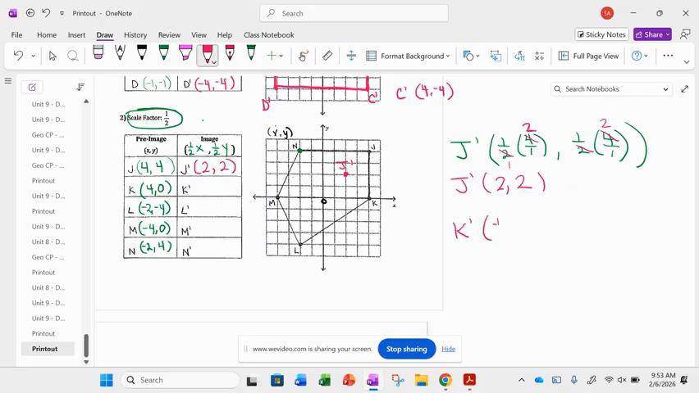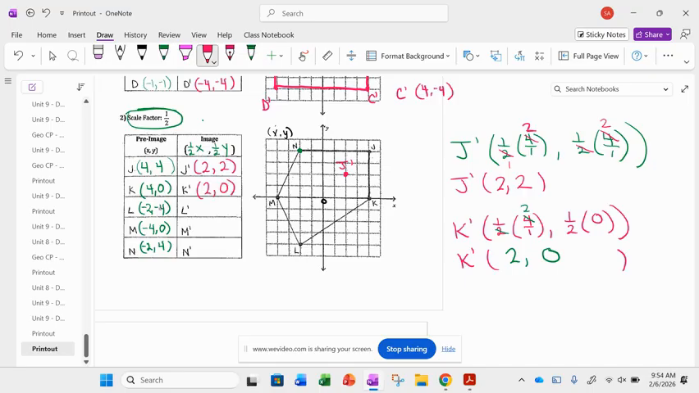Now we're going to do K prime, and we're going to do the same thing. We're going to do a half times 4 over 1, comma, a half times 0. So again, we can cross simplify. 2 goes into 4 twice, so we're left with 2. And who remembers what's 0 times any number? 0. So K prime becomes the point 2, comma, 0.